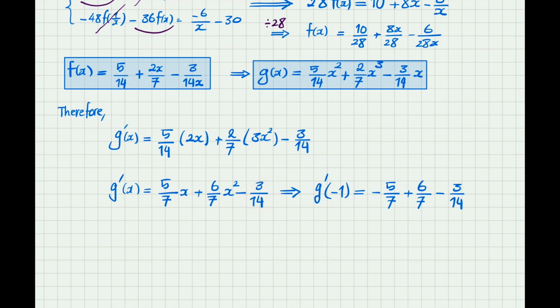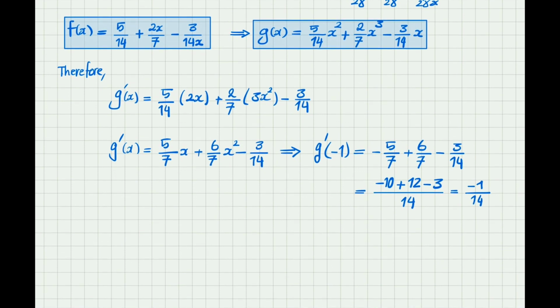So then I will take the common denominator. The common denominator here is actually 14. So the first one is 2 times, and then it becomes minus 10. The second one is 2 times, it becomes positive 12. The next one would be just the same, minus 3. And if you calculate this, it becomes minus 13 plus 12 is minus 1 divided by 14. So that is actually the solution to this problem. So g prime of -1 is equal to minus 1 over 14. Yes?